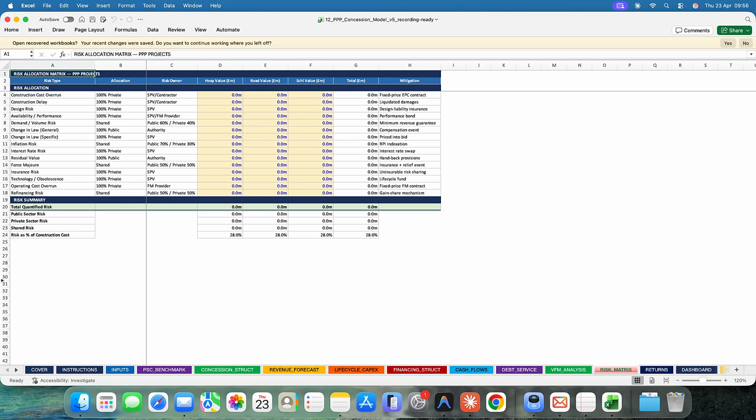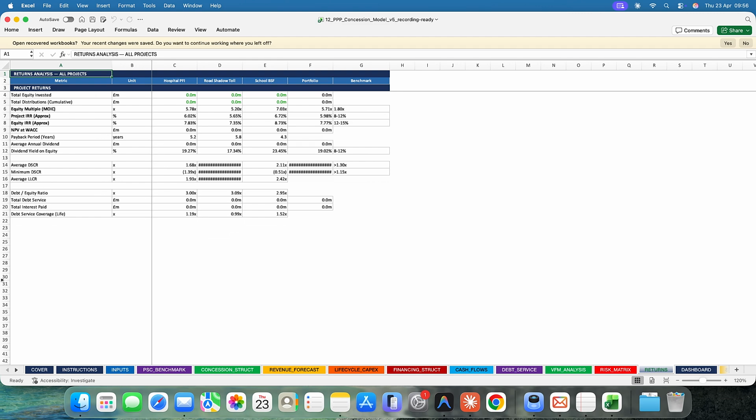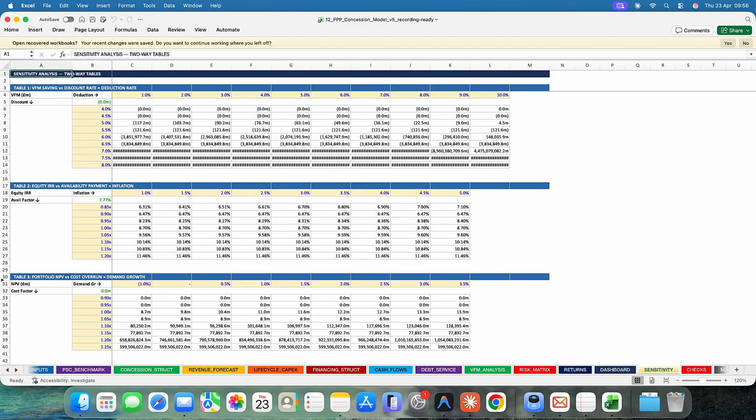And the returns tab. Equity IRR, DSCR minimum and average, LLCR, PLCR. The numbers a lender's credit committee approves against. Two-way sensitivity. Demand growth against deduction rate. Construction overrun against debt sizing. What moves VFM against the PSC? What tightens DSCR below covenant? Live in a public tender.